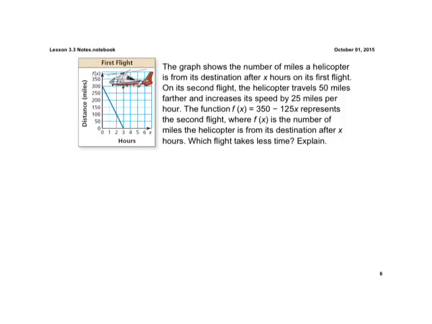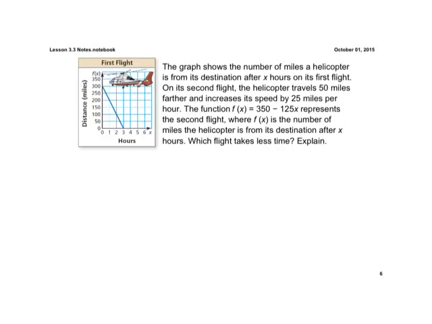On its second flight, the helicopter travels 50 miles farther, but it increases its speed by 25 miles an hour. So the function that they give us here, f of x equals 350 minus 125x, represents the second flight. The graph is the first flight, that function is the second flight, where f of x is the number of miles the helicopter is from its destination after x hours. What they want to know is which flight takes less time.